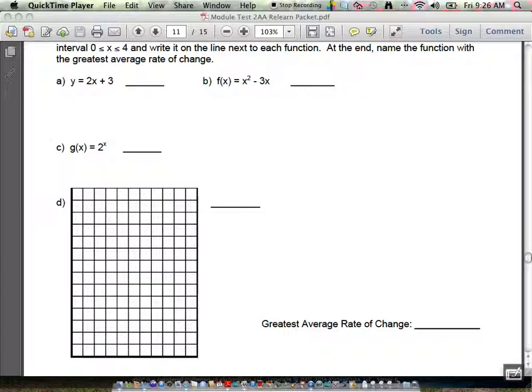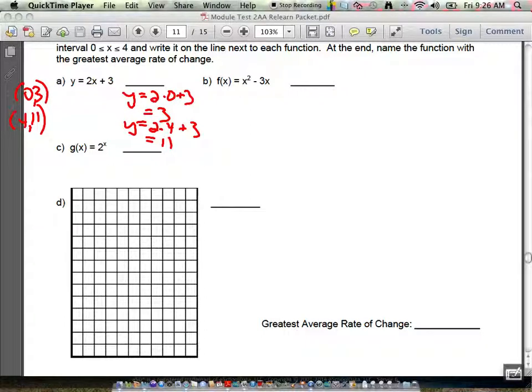And what I'm going to do is do my input of 0, my input of 4, and see what the outputs work out to be. So if I plug in a 0 here, I get y equals 2 times 0 plus 3, which is 3. And then if I plug in a 4, I get y equals 2 times 4 plus 3, which is 11.